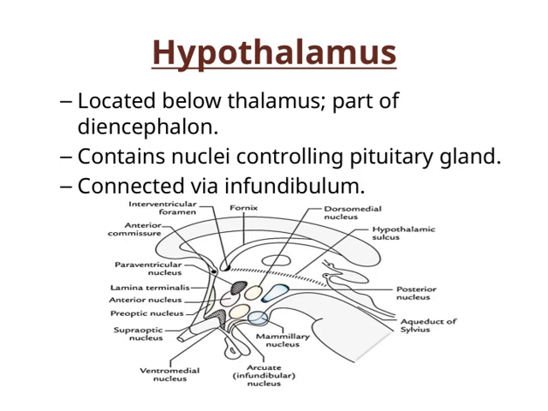The hypothalamus is located just below the thalamus, making it a crucial part of the diencephalon, which is a key area in the brain responsible for many vital functions. One of the most important roles of the hypothalamus is that it contains nuclei. These are clusters of neurons that control the pituitary gland, often called the master gland of the body. This connection is essential because it helps regulate hormones that influence growth, metabolism, and reproduction.